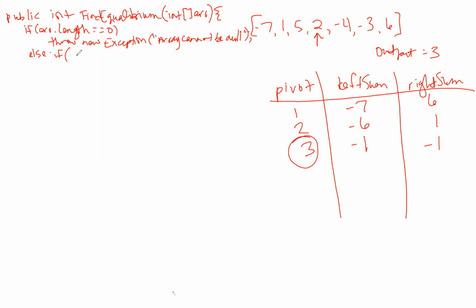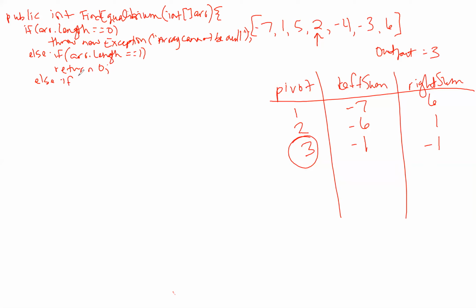Okay, and then else if our array length is equal to 1, we have a couple choices, and this is where it would be really great to clarify with the interviewer. It either could mean that you're going to return a 0 index because theoretically there's 0 sum on both sides of the 1. You could also return -1, saying there is no equilibrium because there are no elements on either side of 1. We'll go ahead and just return 0.